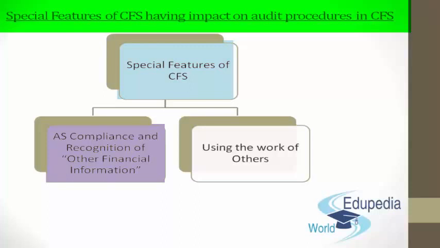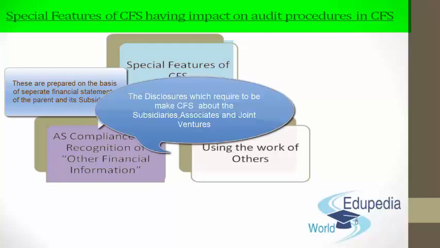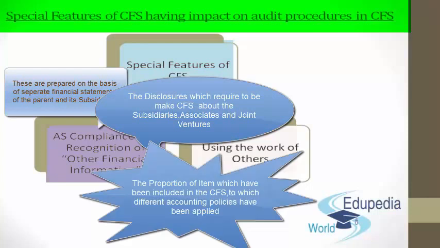So what we need to understand further is that CFS are prepared using some other financial information as well, which might not be covered by the separate financial statements of these entities. This other financial information would include, one, the disclosures which are required to be made in the CFS about the subsidiaries, associates and joint ventures, the proportion of items included in the CFS to which different accounting policies have been applied, the adjustments made for the effects of significant transactions and other events that occur between the financial statements of subsidiaries, associates and joint ventures, and in comparison with the parent, as the case may be.